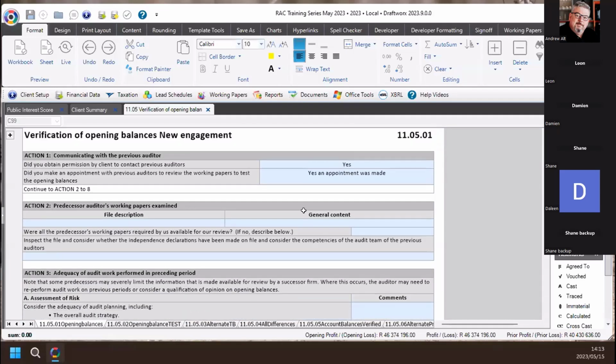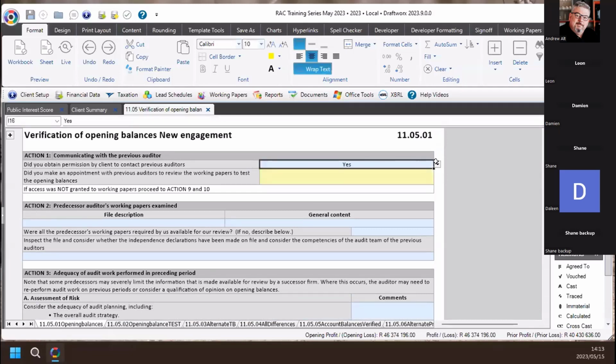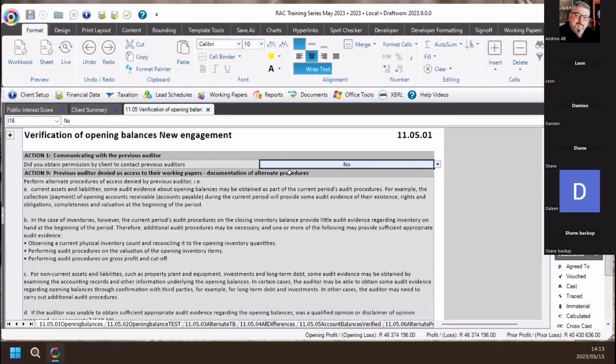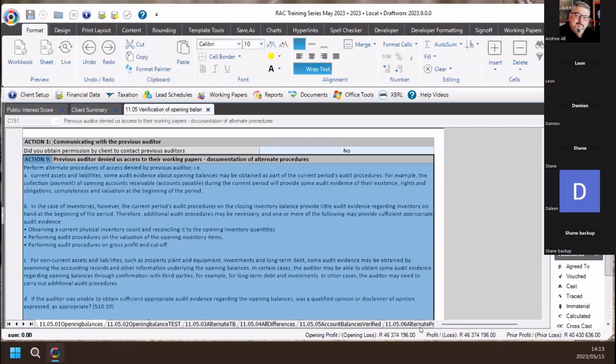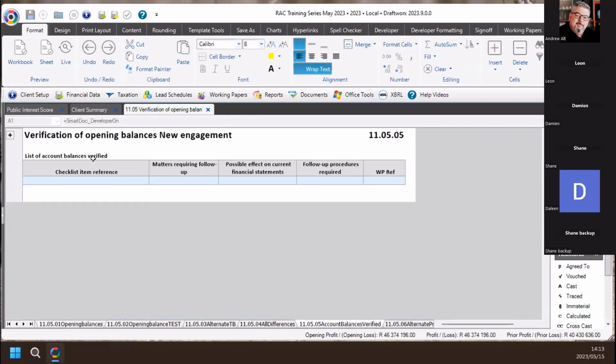Okay. Now, if we go one step further back than even that and just say that the client refused us permission to actually go and speak to the previous auditor, we're basically left in the same position as if the previous auditor didn't want us to see the working papers. And so it's really just action 9 that we can document. We also then have a sheet about specific account balances verified. So you can then come here, list any specific balances that you managed to obtain supporting documentation for, be that through viewing the prior file or whether it's new procedures that you did, and you can then comment on each of those.